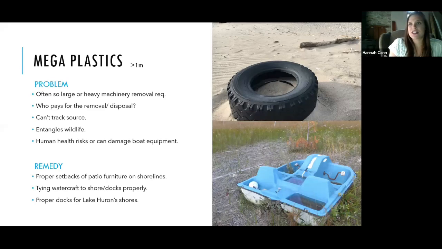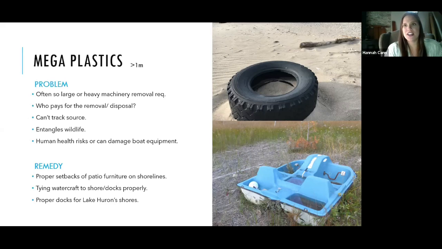So other issues with megaplastics is that they can damage boat equipment. So if these are floating in the nearshore waters and you're driving your motorboat through and it gets caught in the propeller, it can completely blow your motor. And of course, if you're swimming along and you can't see the bottom and all of a sudden your foot gets stuck in a tire, it can be quite alarming. And of course, you know, anything that's a little less soft than a tire could cause you physical damage. So these are all the issues with megaplastics.